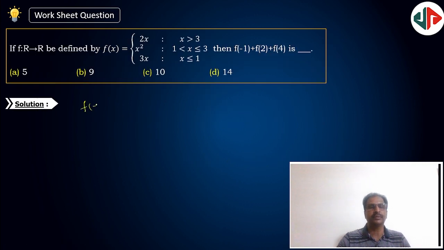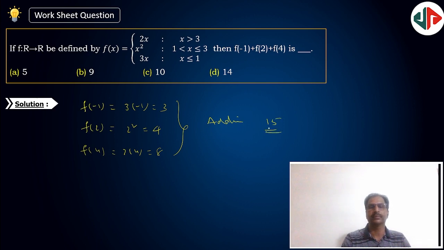What is f of minus 1? When x is minus 1, the function is 3x, so minus 3. F of 2: when x is 2, second one, 2 square, which is 4. F of 4: 4 lies in the first interval, 2 into 4, 8. So when you add all this, what do you get? 15... and f of minus 1, minus 3, sorry, this is minus 3. So by adding all the 3, you will get 9. Option B is correct.